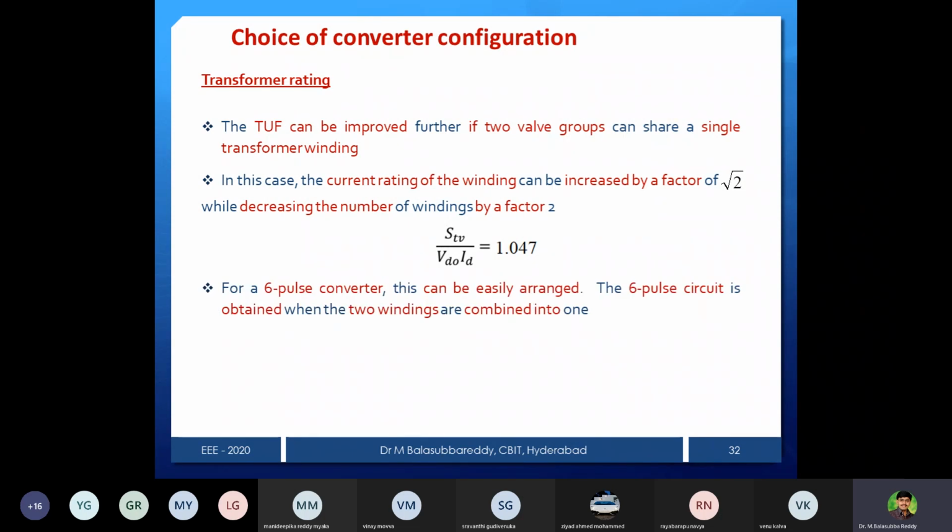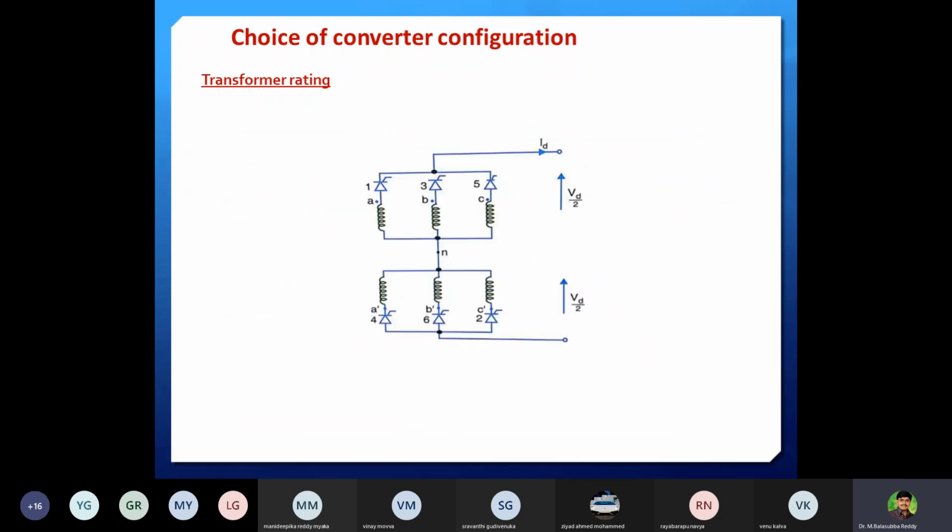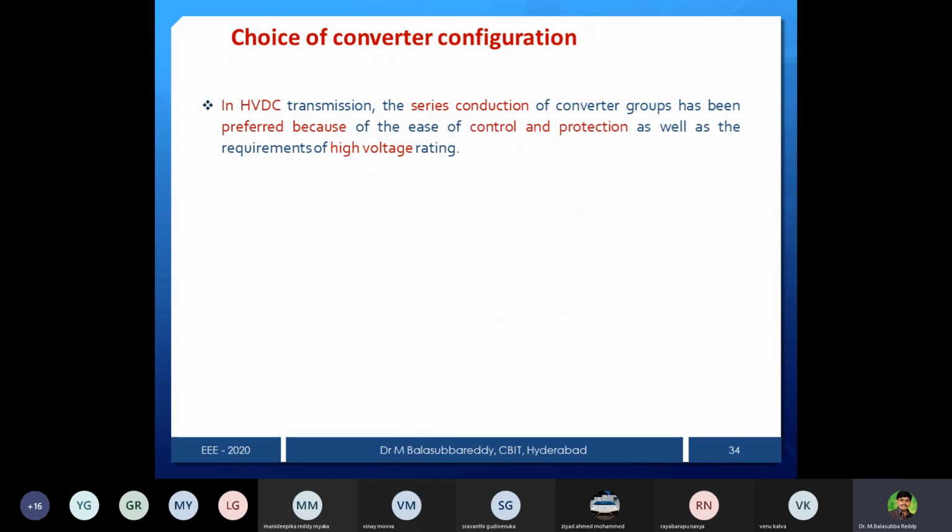The 6 pulse converter can easily be arranged as a positive group and a negative group with a single winding. This is the fashion in which a single transformer winding can operate on one leg. So the upper is VD by 2 and the lower is VD by 2, and in total you are going to obtain VD. That is the choice of configuration.